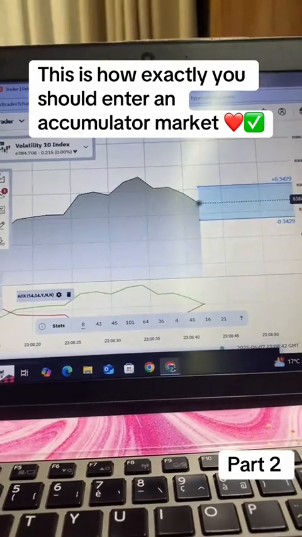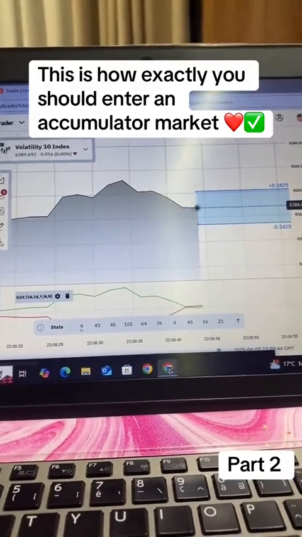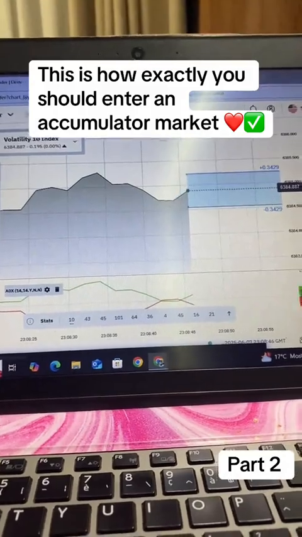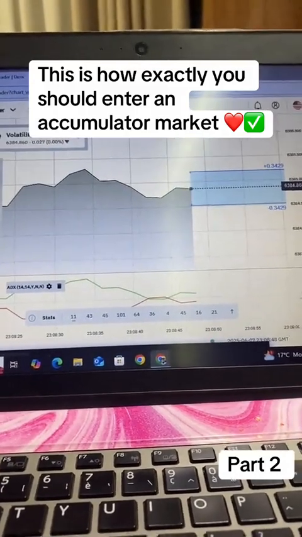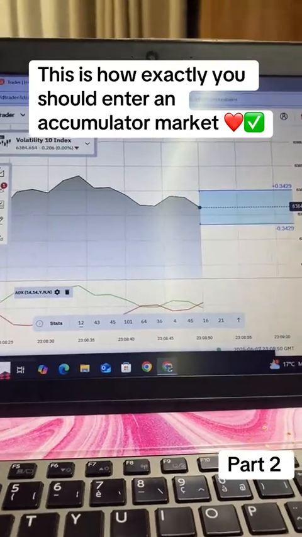Value your money, as well as don't be afraid to trade. Don't be afraid. So for you to eliminate fear, make sure you gain confidence. How will you gain confidence?